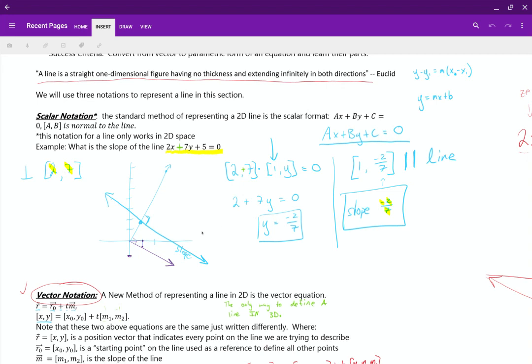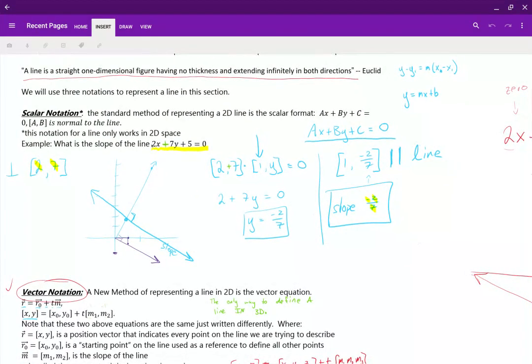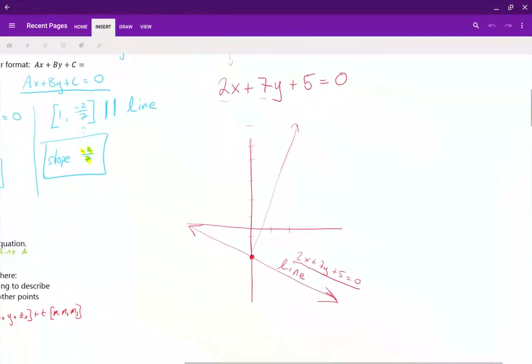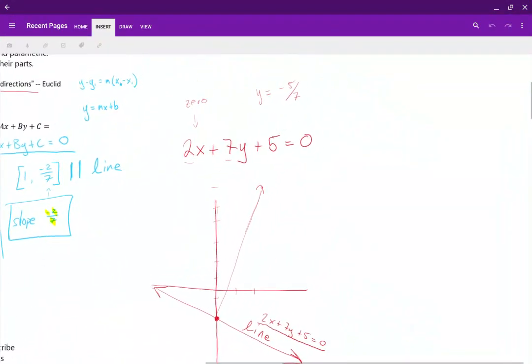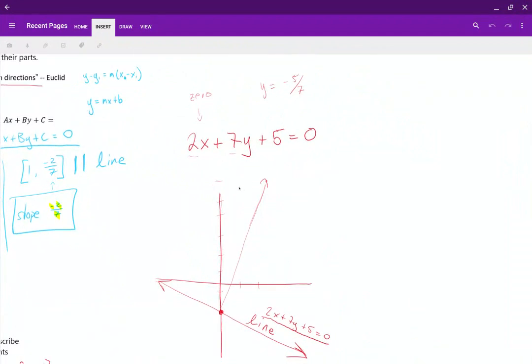Okay. Well, first of all, I'd like to graph our line. I'm going to graph the 2x plus 7y plus 5. So I'm going to go over here. This is my 2x plus 7y equals negative 5. So what I'm going to do is I'm going to basically get a point on this line. Okay. So I'm going to make x equals 0. So I'm getting the y-intercept.